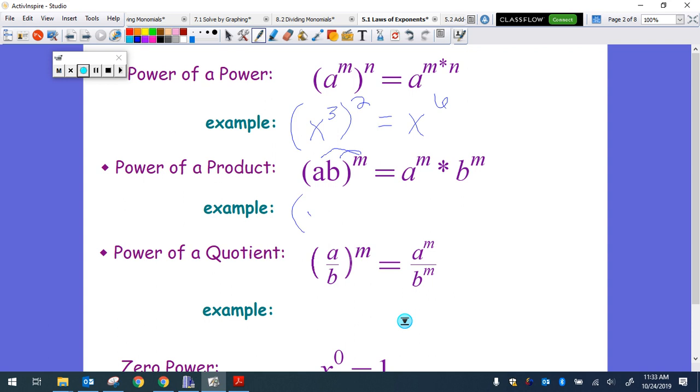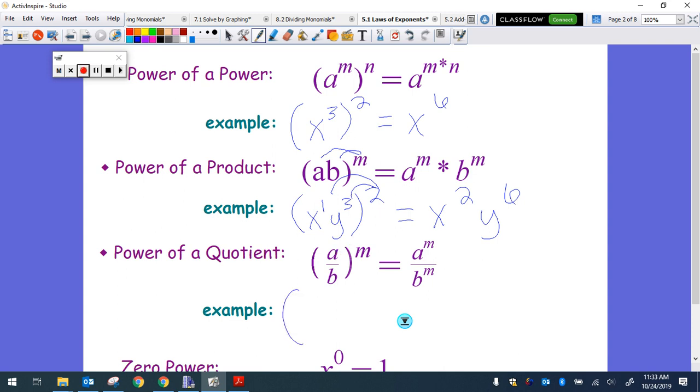So, for example, if I had x, y to the 3rd, all that squared, well, this x has a 1 there. If there's no exponent, you put a 1. And then you multiply. That would be x to the 2nd, and that would be y to the 6th. Same thing if they're dividing.